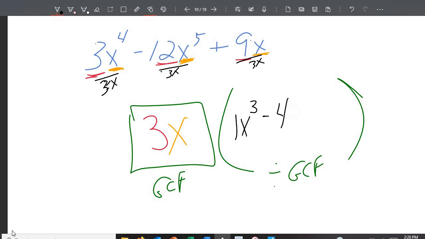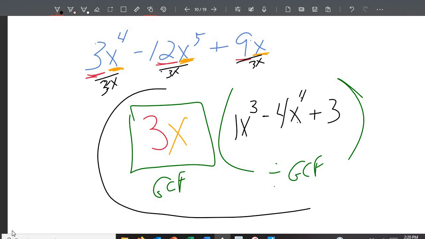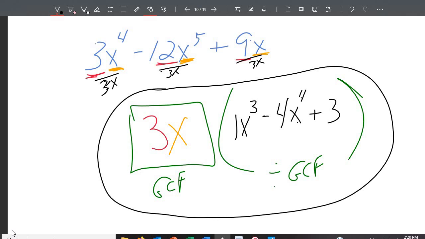I take 1X away from X to the 5th. Left with X to the 4th. 9 divided by 3 is 3. I take 1X away from 1X. I'm not having any X's left. This is the final answer.